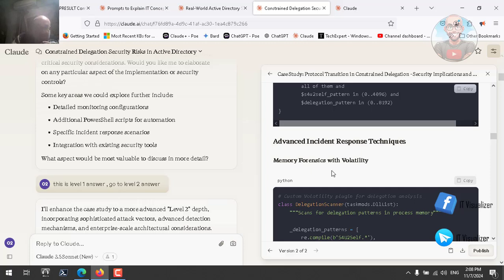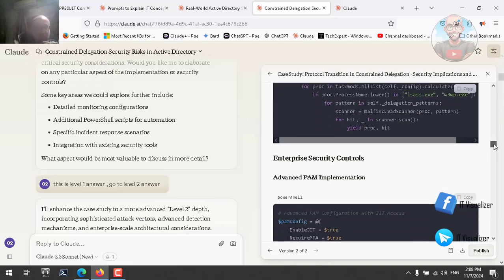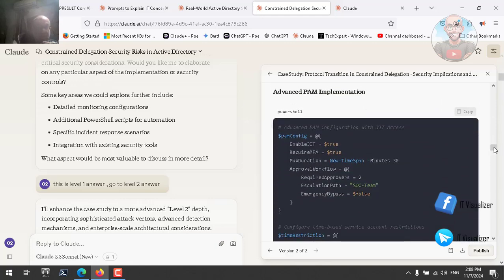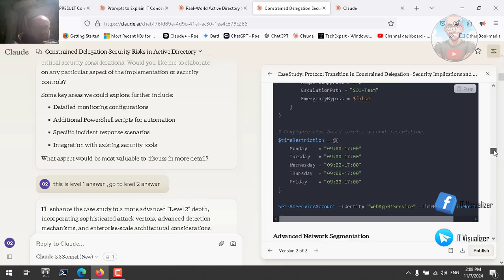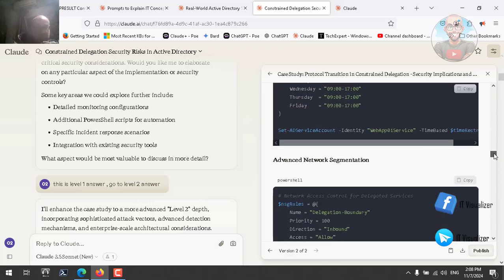Now memory forensics. So he's going deep with the answer. Okay, and the example is going deeper still. Advanced PAM implementation, so it's giving you even the PAM configuration. If you are using a service account and using delegation, you can use PAM, or privileged access management, with just-in-time access. So actually a good answer. It needs to be tested, by the way.